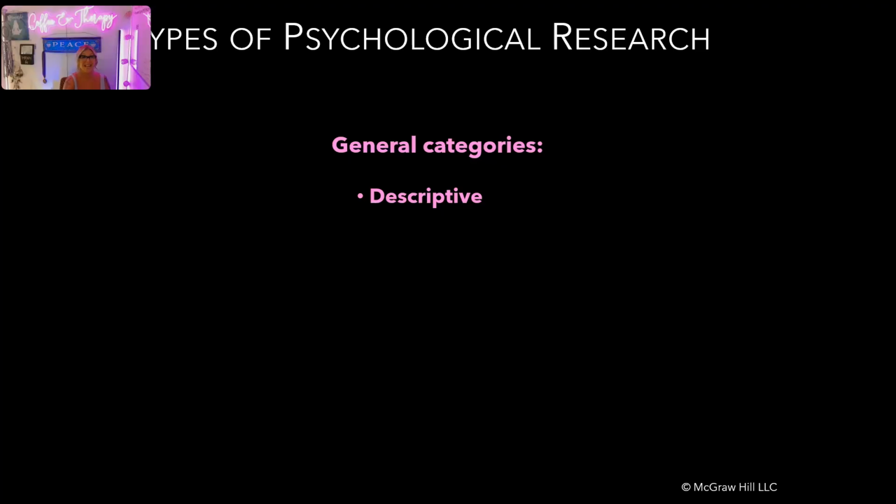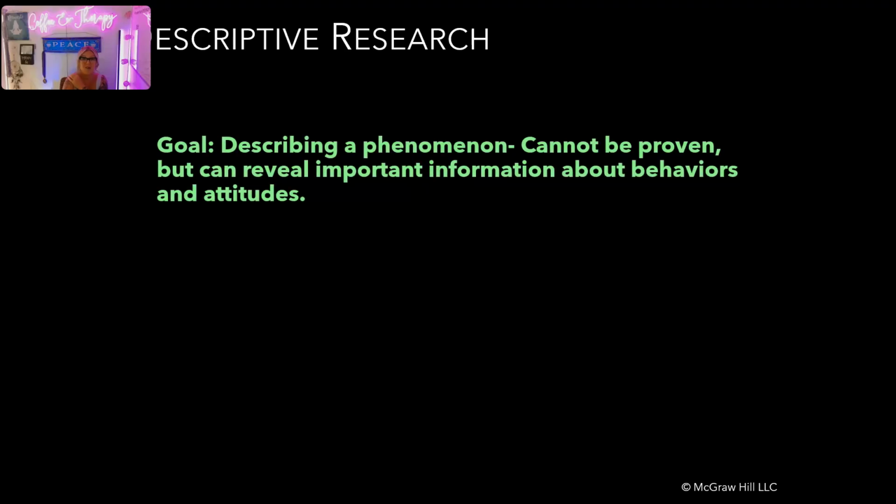All right, so when we look at types of psychological research, the general categories are descriptive, correlational, and experimental. Now let's look at descriptive research. The goal of that, again, is describing that phenomenon. This is something that cannot be proven. A lot of times people like to say in psychology, this proves that. That is not a correct statement.